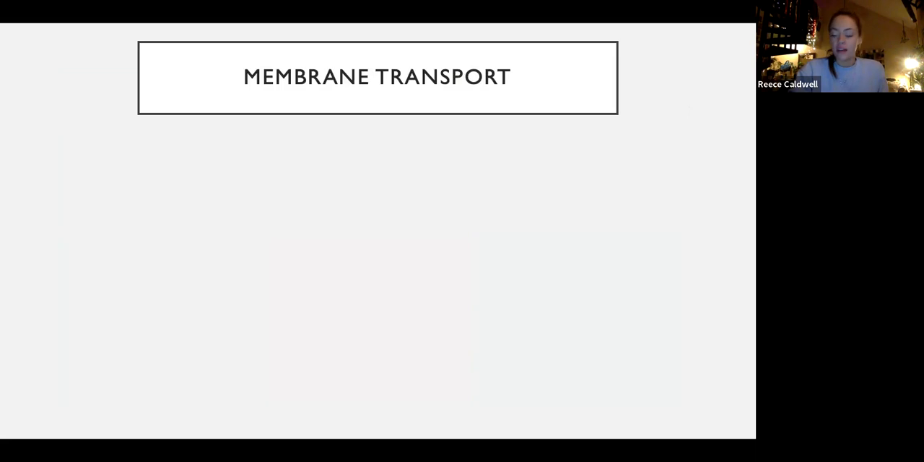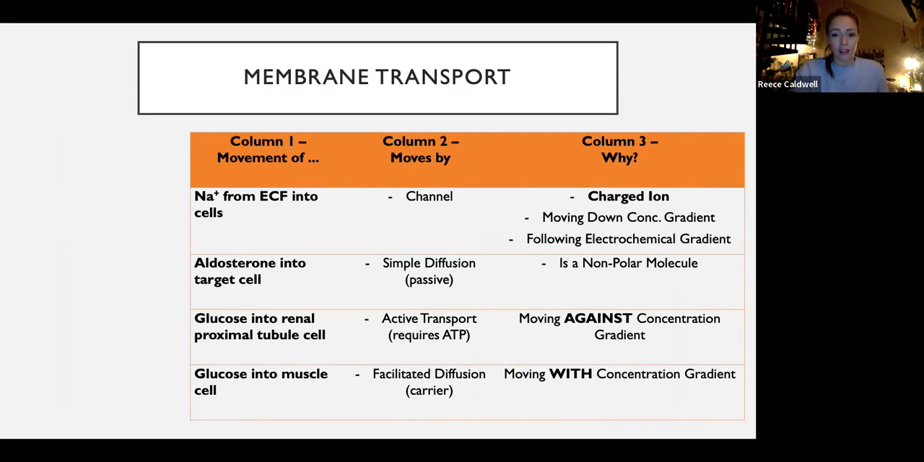All right, moving on. So now we are going to get into that first chart under number 2. Sadly, PowerPoint would not let me animate this chart. It all just came out as one. So here are the answers to filling in this chart, but we're going to work through the reasoning behind why. So column 1 is looking at the movement of a specific type of particle into some area. Column 2 is looking at how it moves, and column 3 is asking why.